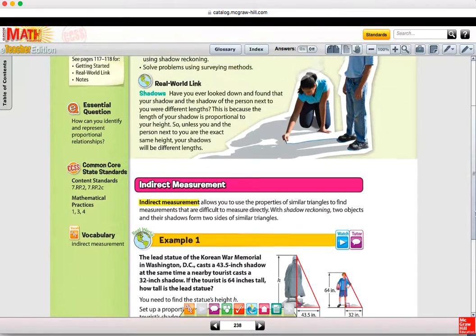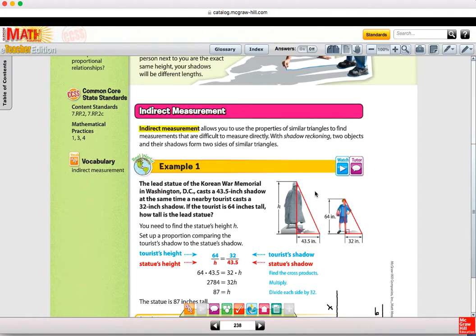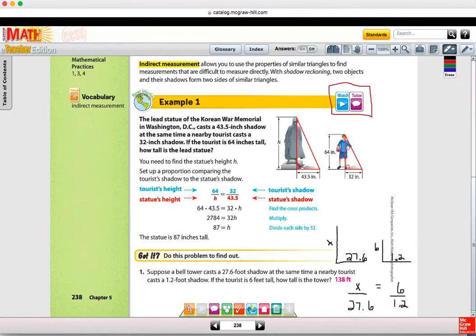On lesson 5-10, we're talking about indirect measurement. An indirect measurement is right there, a definition in the middle of page 238. It allows you to use the properties of similar triangles to find measurements that are difficult to measure directly. And again, you have a couple of resources here with your video tutor and a watch that we haven't explored before, but that might be something worth checking out to see what other resources you have.